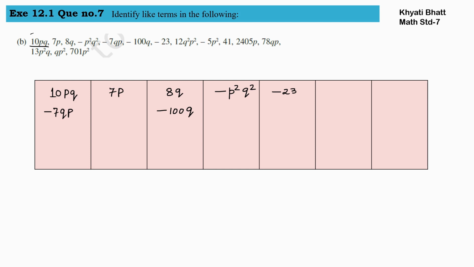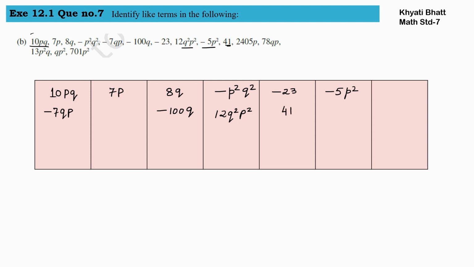Then comes q square p square. Here we can mention 12 q square p square. Now both these terms are like terms, p square q square or q square p square. Then comes minus 5 p square. We are writing separately this minus 5 p square. Then comes 41. It's a constant. So we are mentioning it in the constants column.